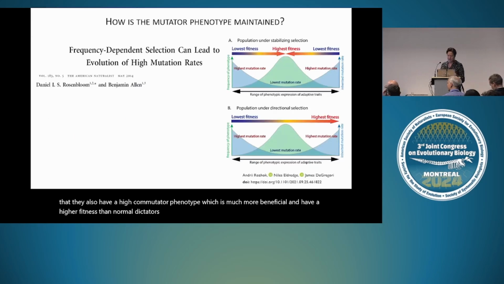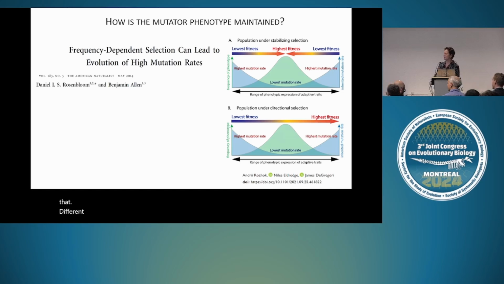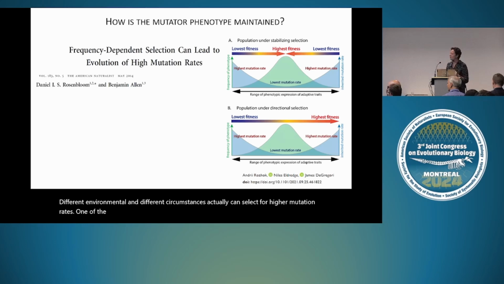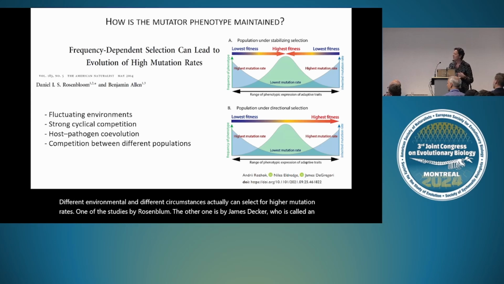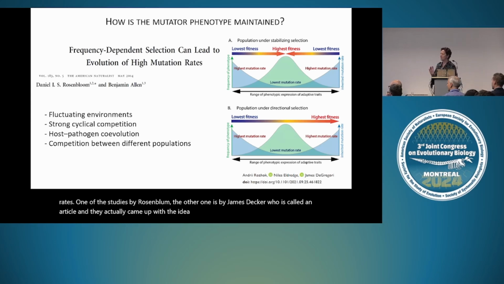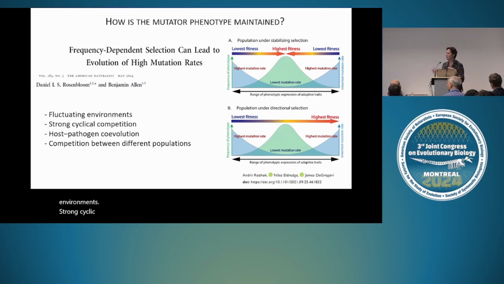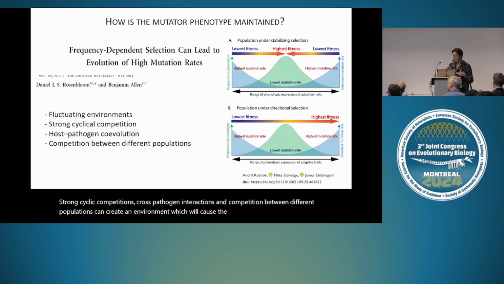There have been other studies also showing that different environments and different circumstances can select for higher mutation rates. One of the studies is by Rosenblum, the other one is by James DeGregory, who is a co-author on our article. They came up with the idea that several factors, like fluctuating environments, strong cyclical competitions, host-pathogen interactions, and competition between different populations, can create an environment which will cause the emergence of these mutator phenotypes, and they will have higher fitness.